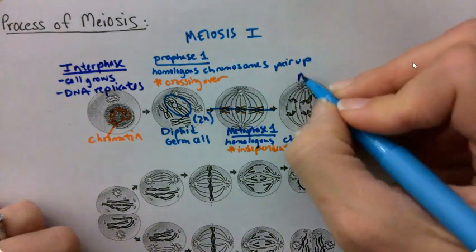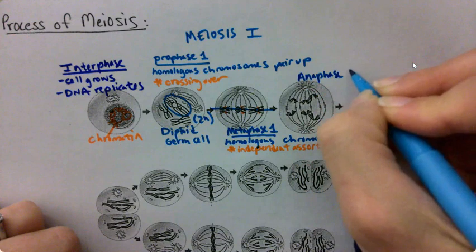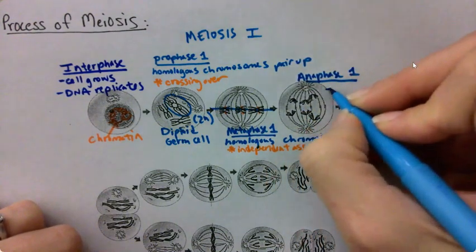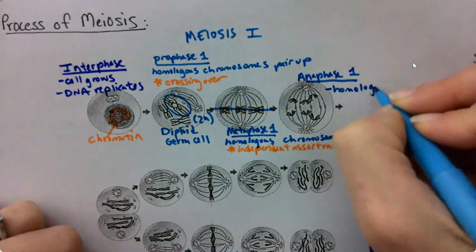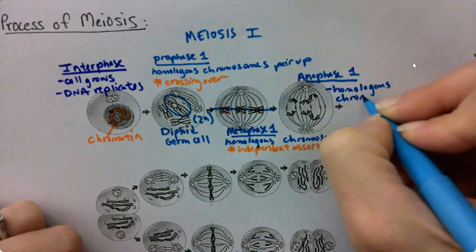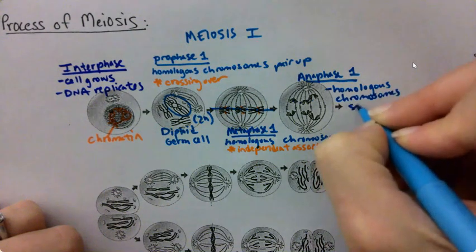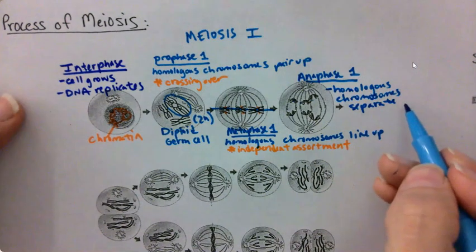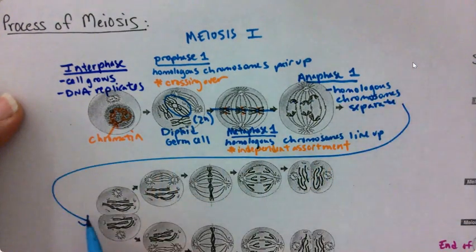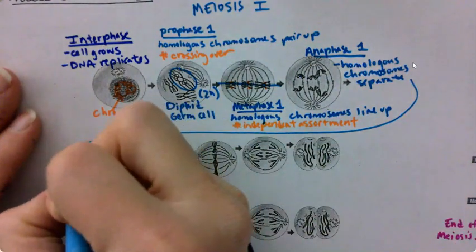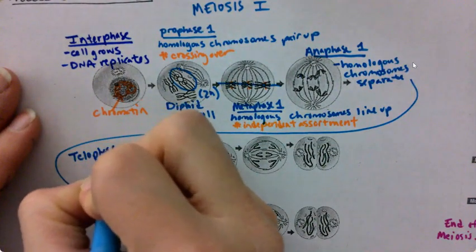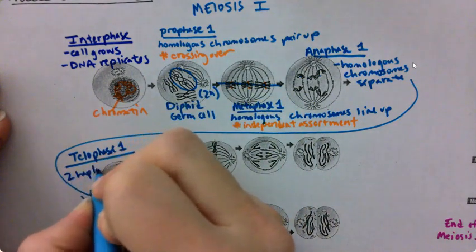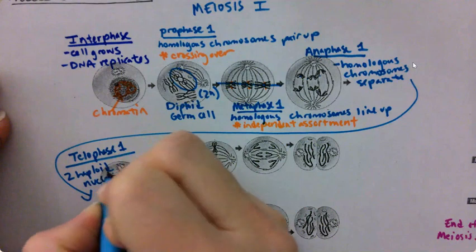Then next we have anaphase 1, which is when the homologous chromosomes separate from each other. They pull apart from each other. And then we have to go all the way down here. This is telophase 1. In telophase 1, we have 2 haploid nuclei. And you can see that.